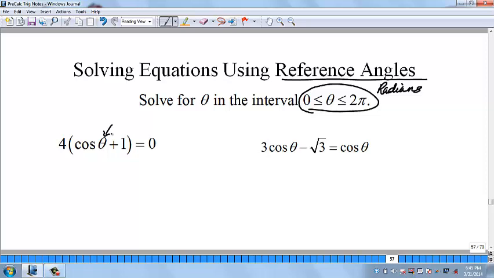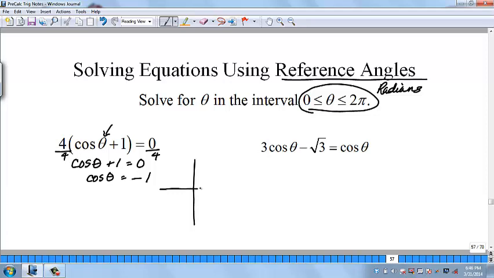So the first thing I want to do is solve for theta. I'm going to divide each side by 4. By doing that, I have the cosine of theta plus 1 equals 0, because if I divide 0 by 4, that's still 0. Now you get the cosine of theta equals negative 1.